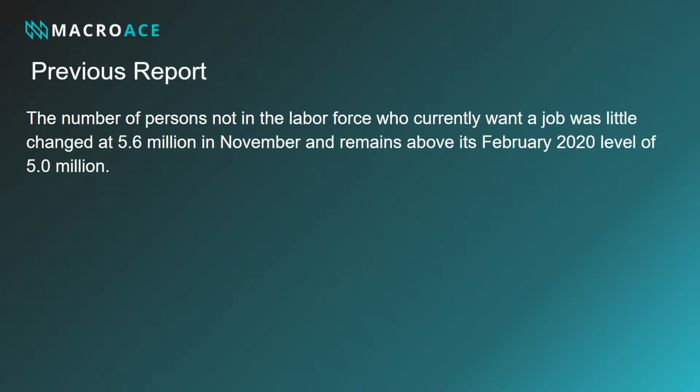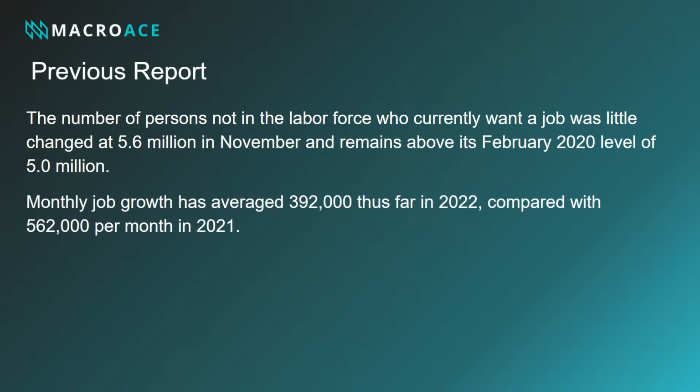So what do you take from that? That the jobs report last time around was solid. It was quite strong. But the other thing to understand is that it was a smaller gain compared to what we've seen in the past within 2021. So monthly job growth has averaged 392,000 so far in 2022, compared with 560,000 per month in 2021.